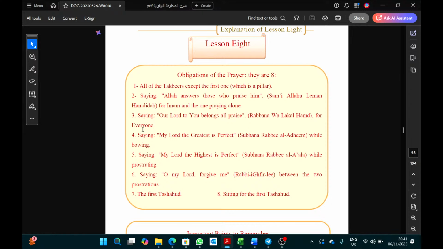Jarh wa ta'adil. The word jarh means criticism and ta'adil means praise. In hadith, when we have the narrators, how do we know if the hadith is accepted or not? It depends on the trustworthiness of the narrators. So the scholars have to speak: he's trustworthy, he's a liar, he's not trustworthy, he's got a weak memory. And sometimes you praise him: he's very good, he knows his stuff inside out.